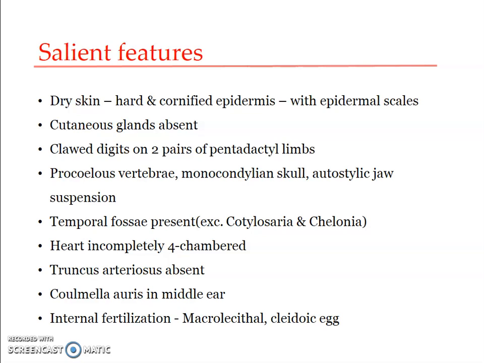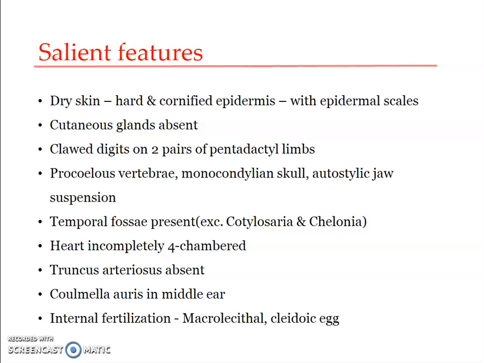The endoskeleton is bony in nature, and the skull has a single median occipital condyle. Hence, the skull is monocondylian in nature. Okay, there is only a single occipital condyle, and it is with this condyle that it articulates with the vertebral column, or the first vertebra, that is the atlas of the vertebral column.